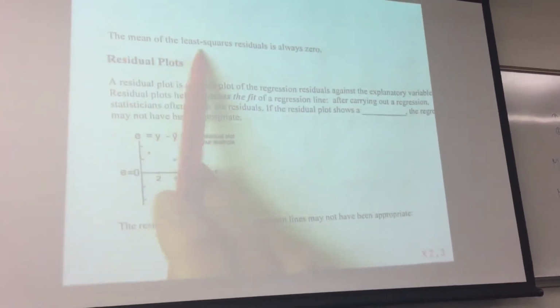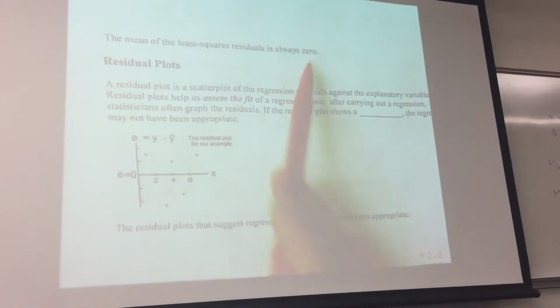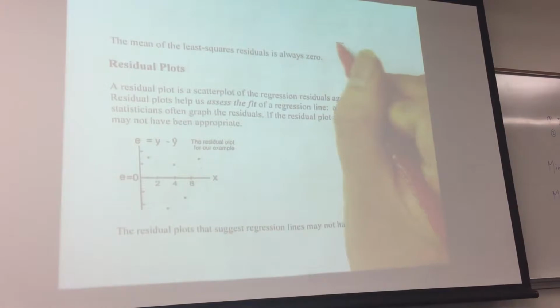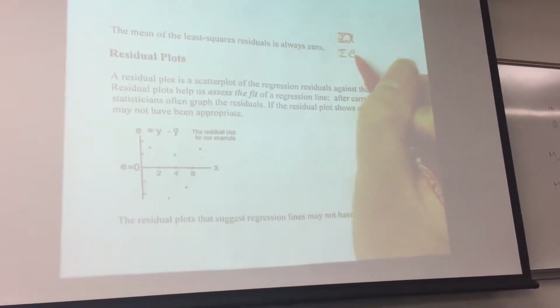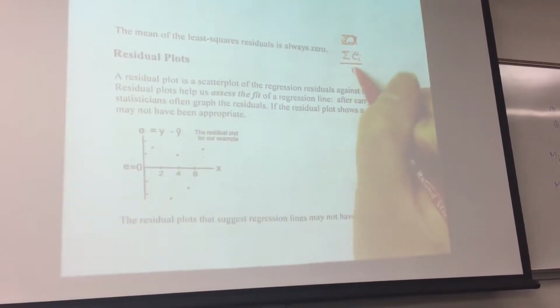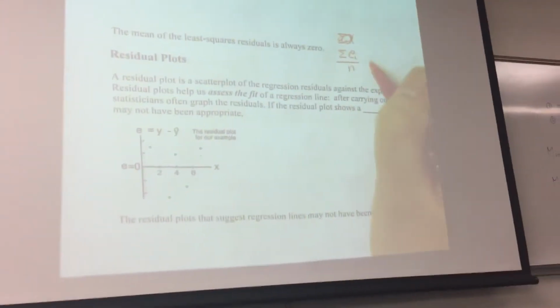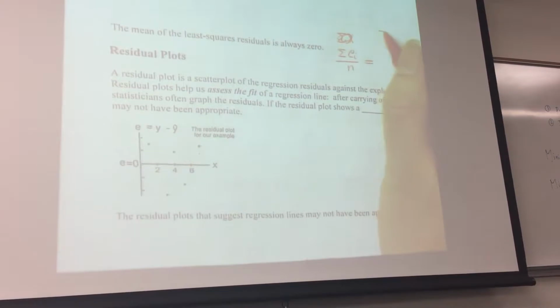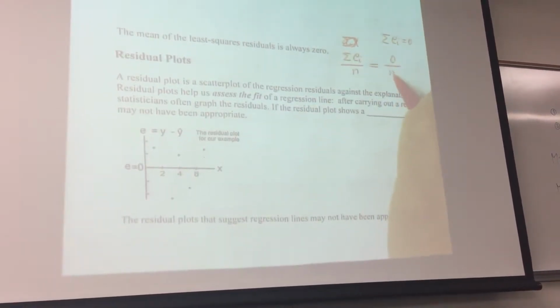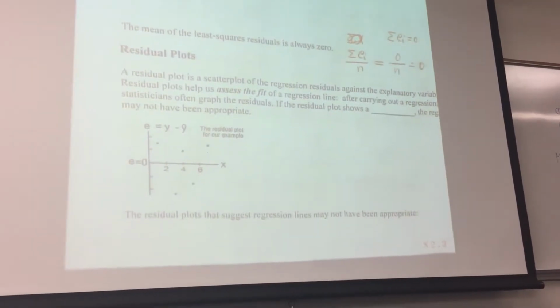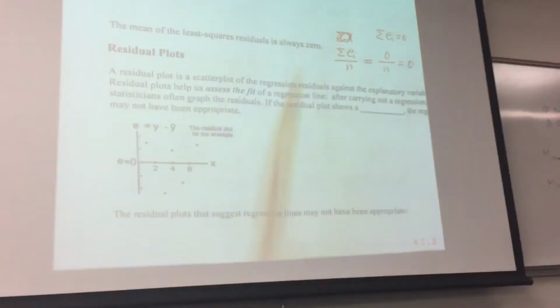The mean of the least square residual is always equal to 0. Why is that? Because we know summation E_i divided by n is the mean of residual. Because summation E_i is always equal to 0. So 0 divided by n, of course, is 0. Is that okay? So the mean of residual is always 0.